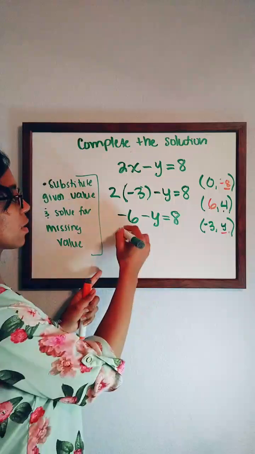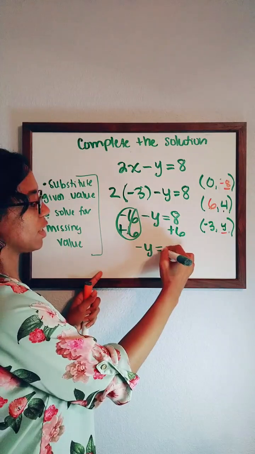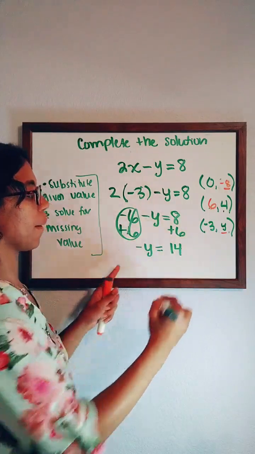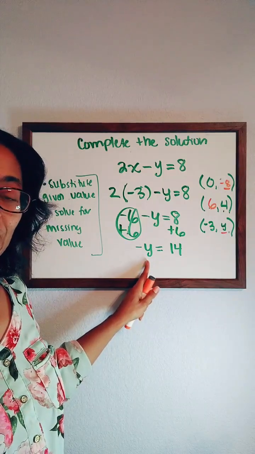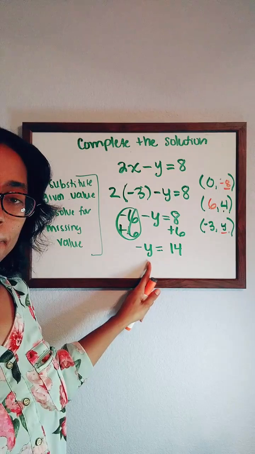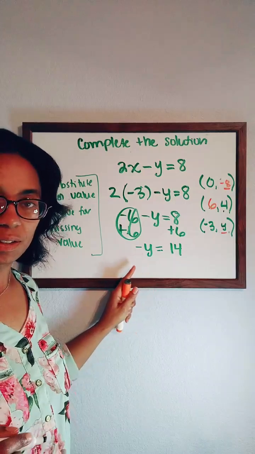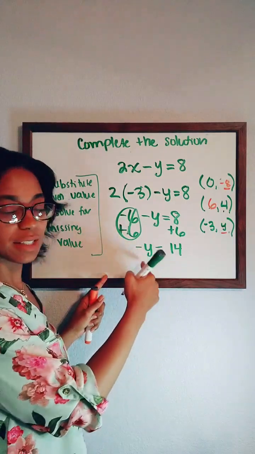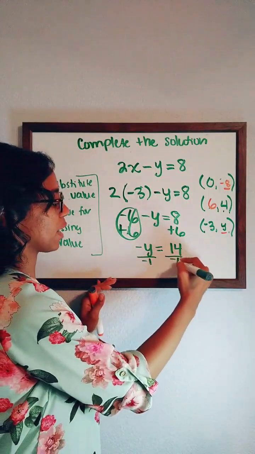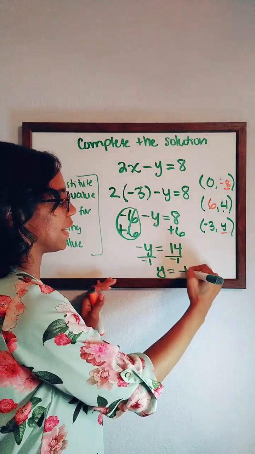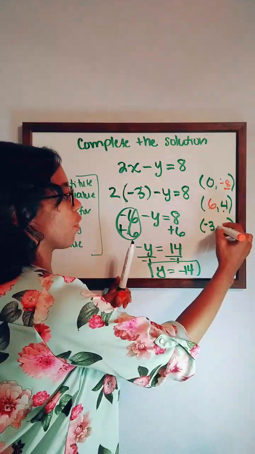Add 6. So that's going to zero out. I have -y is equal to 8 plus 6, which is 14. But can I have a -y? Very good. Can I have a -y? No. So what do I need to do? Divide by -1. Very good. Excellent. I need to know that's a -1 right there, but we just understand that. So we're going to divide both sides by -1. And then we have y is equal to -14. So then that would be my solution for that one.